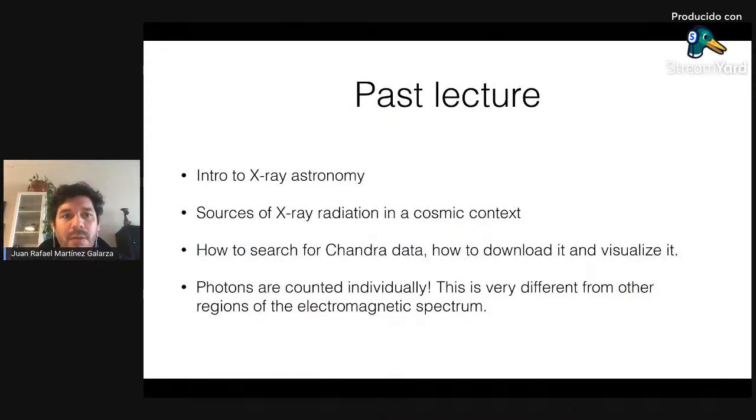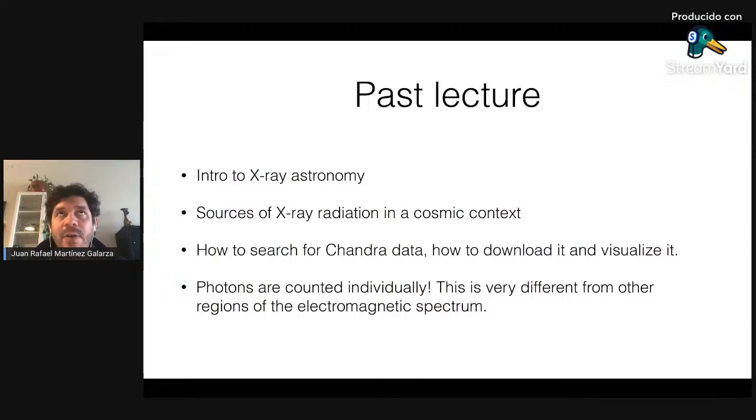So just as a summary from yesterday's lecture, we started talking about X-rays and X-ray astronomy. We went over the history of X-ray astronomy and detection of X-ray sources during the last 50 years or so. We also talked about the astrophysical sources of X-ray radiation and what types of X-ray radiation there could be, thermal versus non-thermal, and the different processes that can lead to X-ray emission. And I also showed you a little bit how to search for Chandra data and how to download and visualize it. We spoke also about how those Chandra data are basically composed of event files that record the individual energies and the individual time of arrivals of the individual photons.